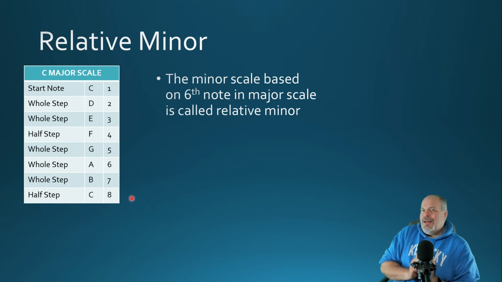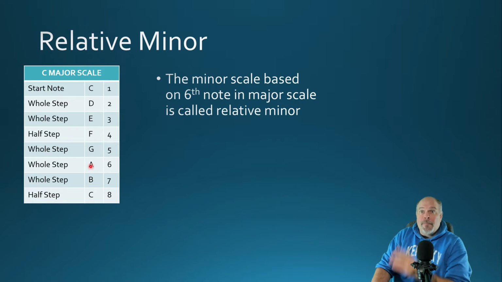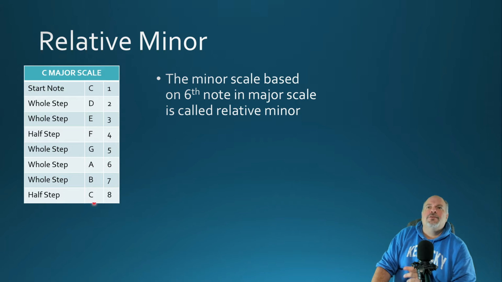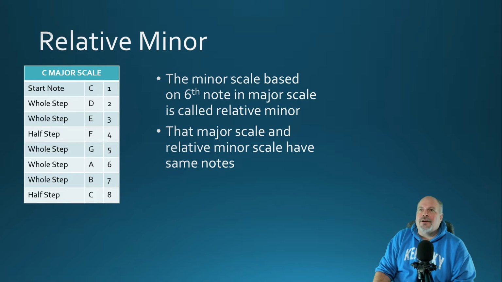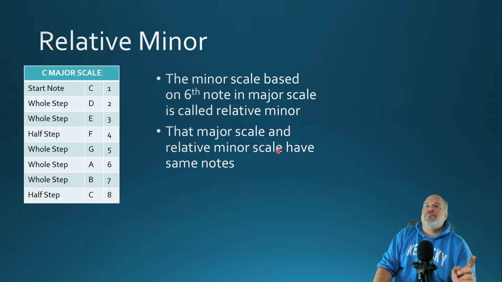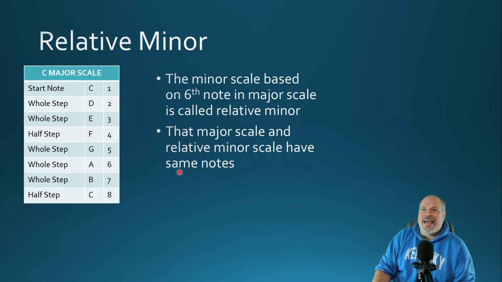The minor scale, now we're looking at a major scale here, but the minor scale, based on the 6th note of that, is called the relative minor. So here in C major, what's my 6th note? Well, it's an A. So they're saying this A is my relative minor to C major. So there's a relationship between C major and A minor. And let's look here. What's so important about that? The major scale and the relative minor scale have the same notes. That's what's amazing. Look at this.